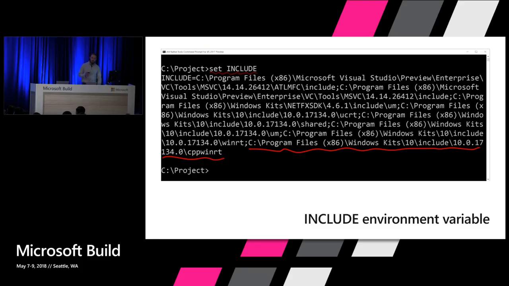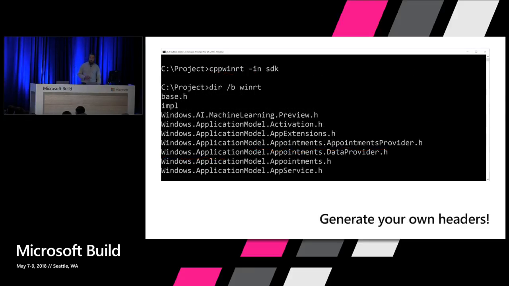The neat thing is that you can run cppwinrt yourself and generate those headers directly. So even if you don't have the Windows SDK installed, let's imagine you copied cppwinrt onto your old build server. You can then run cppwinrt -in sdk. SDK is the option that will basically find the latest Windows SDK that's installed on the machine and build the headers for that. You can also target a specific version of the SDK or just a custom set of WinMDs you might have copied onto that build server.